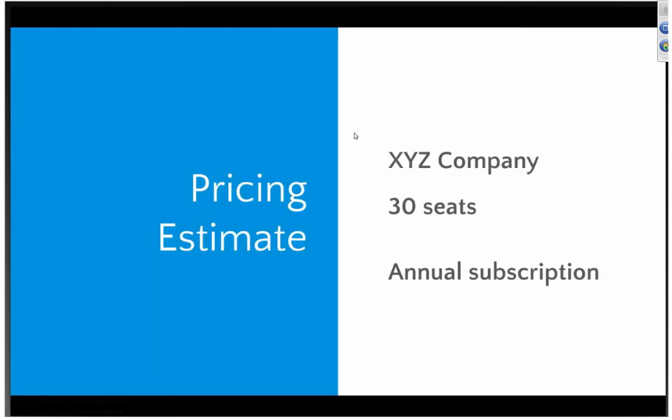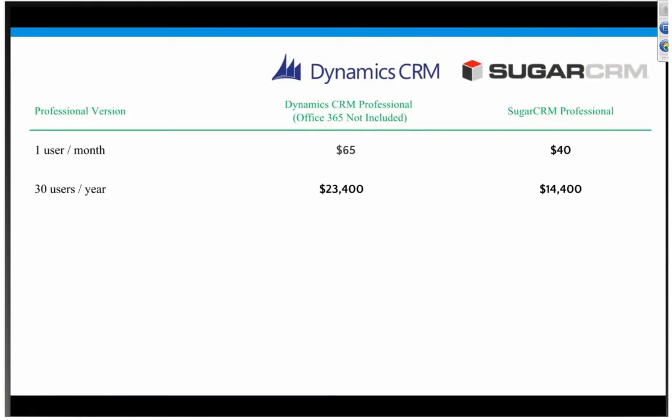So what we've done here is taken 30 seats for a company, and we're showing 2 different versions. So this is the professional version. And you can see 65 a user a month for Dynamics and 40 a user a month for Sugar. You multiply that by 30 users over the 12 months, and that's what you get. That's not including the advanced Outlook plugin for Sugar, which you don't need, but when you add it, you're at $52 a user a month. So you're still $13 cheaper than Dynamics on that side.